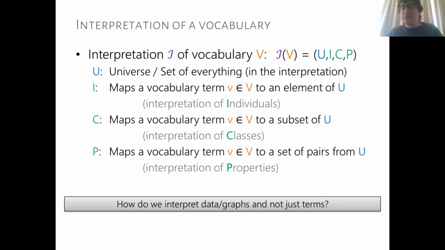So we just interpret terms, right? But we still haven't interpreted graphs, right? So not even triples. We just interpret a single term, a single class, a single property, a single individual. How do we interpret data, real data, and not just terms? So we need to talk a little bit about models. Any questions or doubts at the moment?